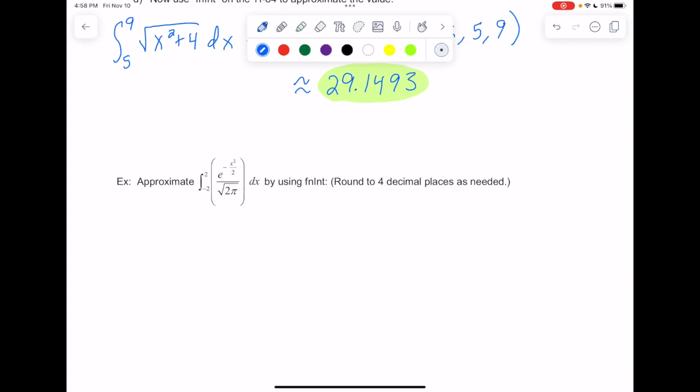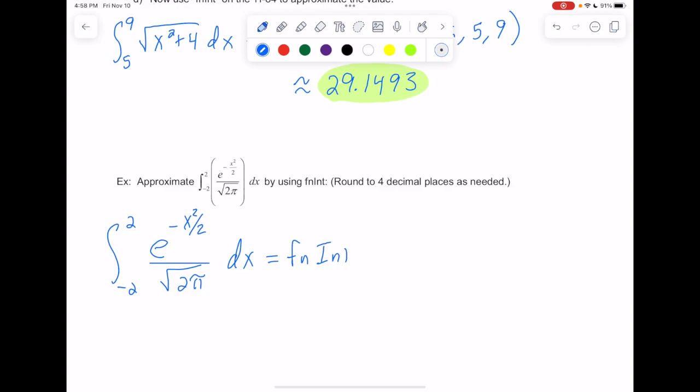So I'm just going to copy that down. We want the integral from -2 to 2 of e to the negative x squared over 2, all of that divided by the square root of 2 pi, with respect to x or dx. So on the calculator, fnInt, and then how would we type this monstrosity?